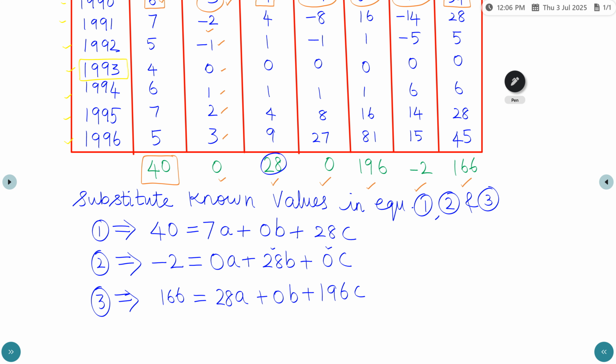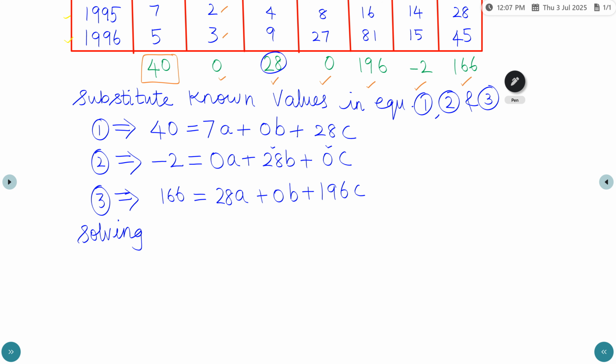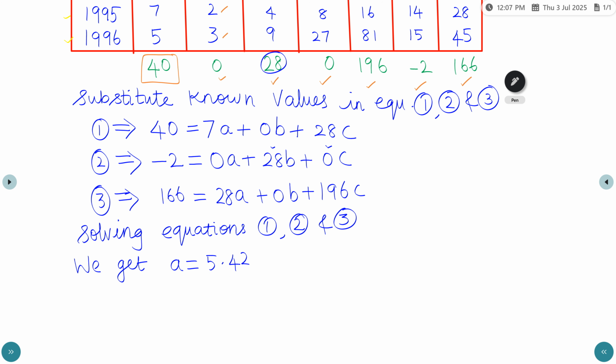So using calculator, solving equations 1, 2 and 3, we get a equal to 5.428, b equal to minus 0.071, and then c equal to 0.071.